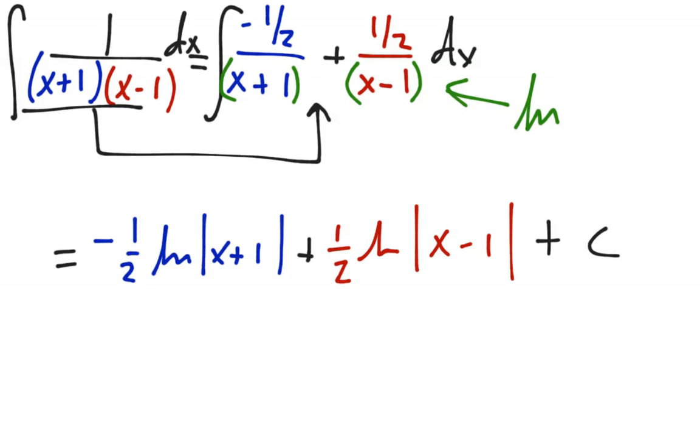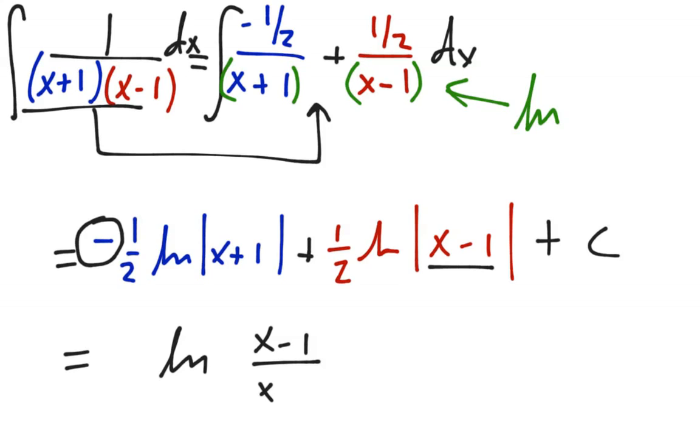And then oftentimes you will see this answer completely rewritten using properties of logs. So notice that subtraction, the minus, becomes division. And so we're going to have natural log. The x minus 1 will be divided by the x plus 1, because that's the subtraction here. So it's like this minus this. So therefore the x plus 1 is on the bottom.